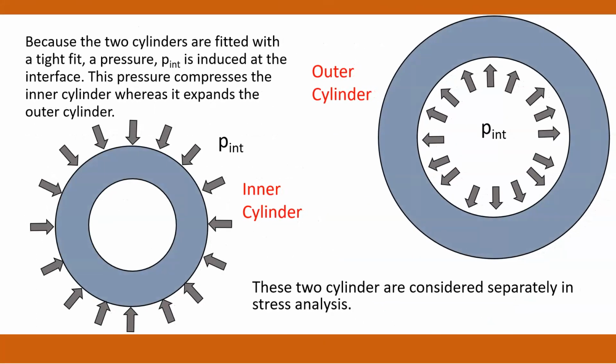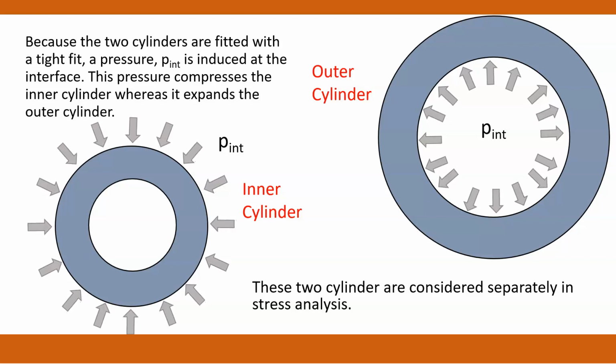Because the two cylinders are fitted with a tight fit, a pressure, called P interface, is induced at the interface. This pressure compresses the inner cylinder whereas it expands the outer cylinder. You can observe how the interface pressure applies on the surfaces of the two cylinders in the diagrams given here.